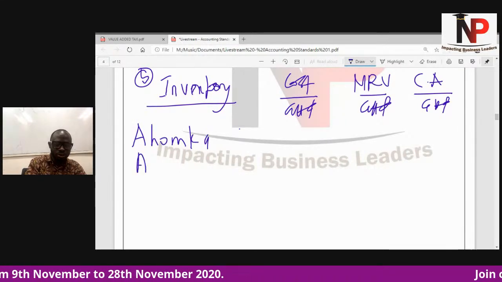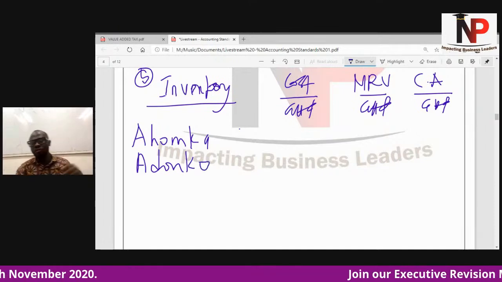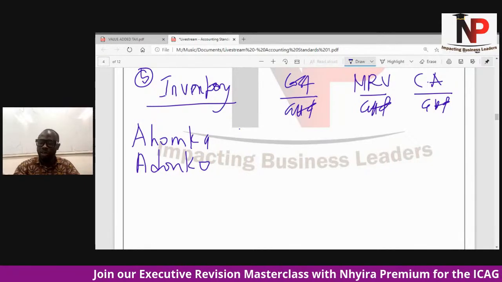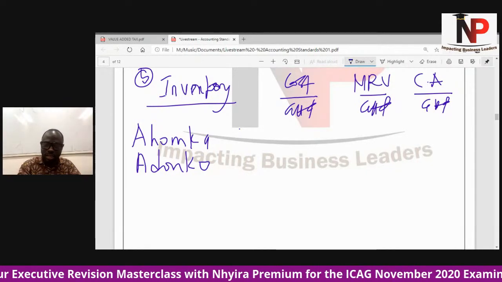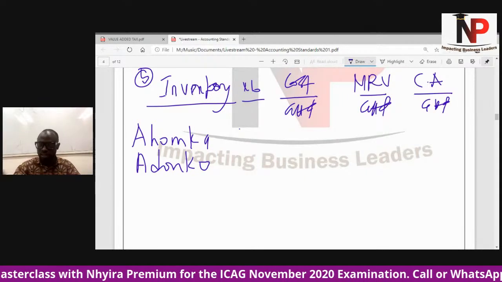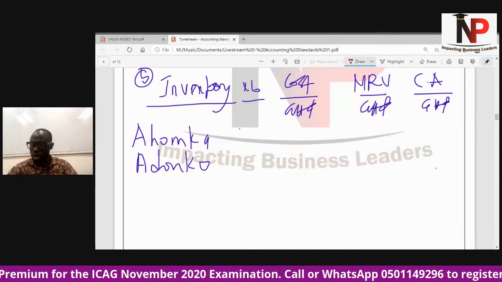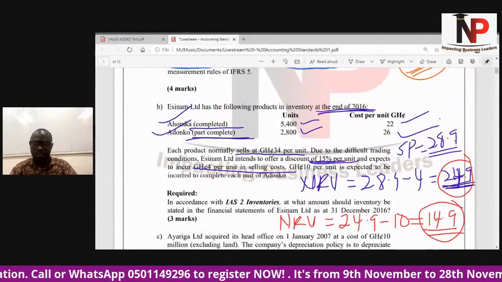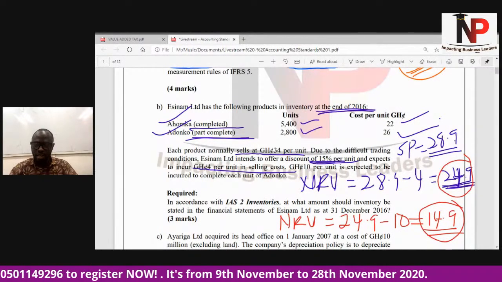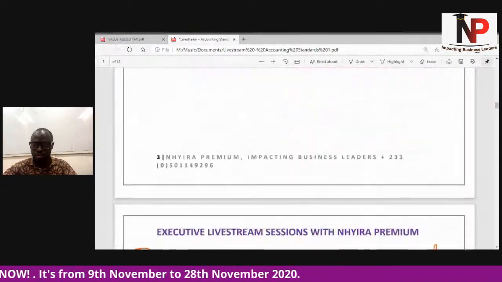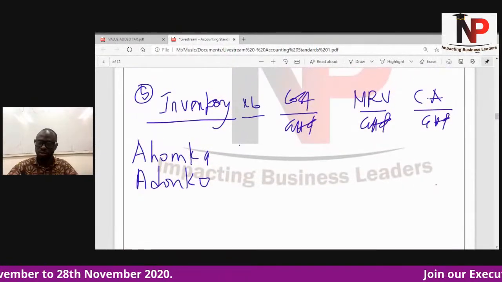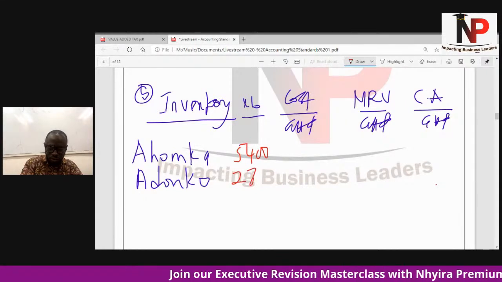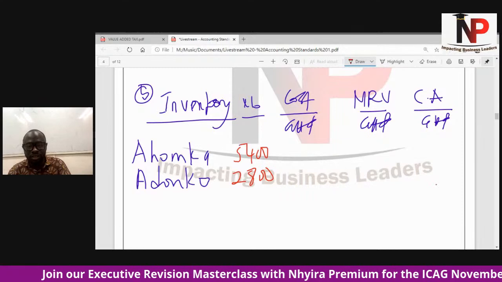And then Adonko. So two inventory types here. And then we can bring the number of units in the middle slide here. Number of units. Let's go up and then pick that up real quick. It is 5,400 for Ahomka and then 2,800 for Adonko. So these are the units respectively.